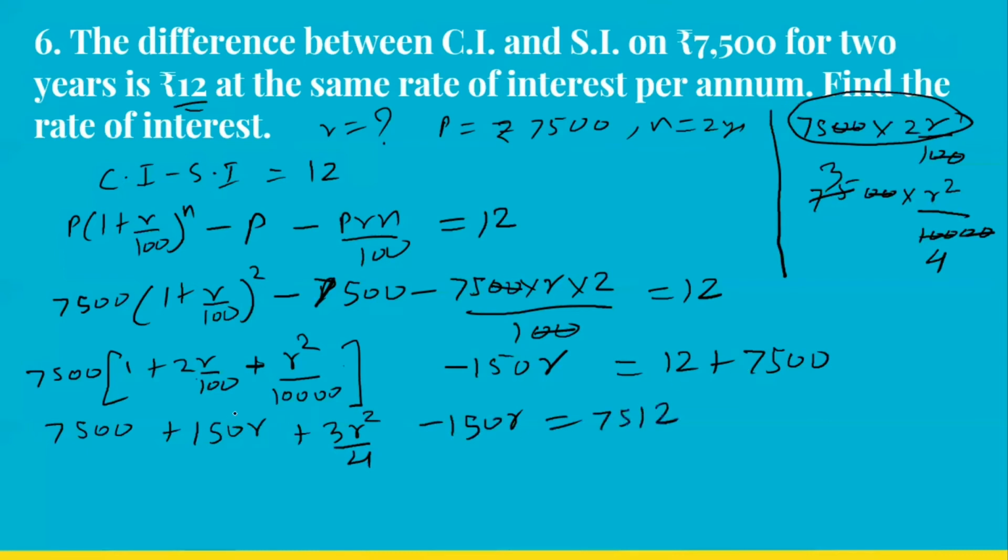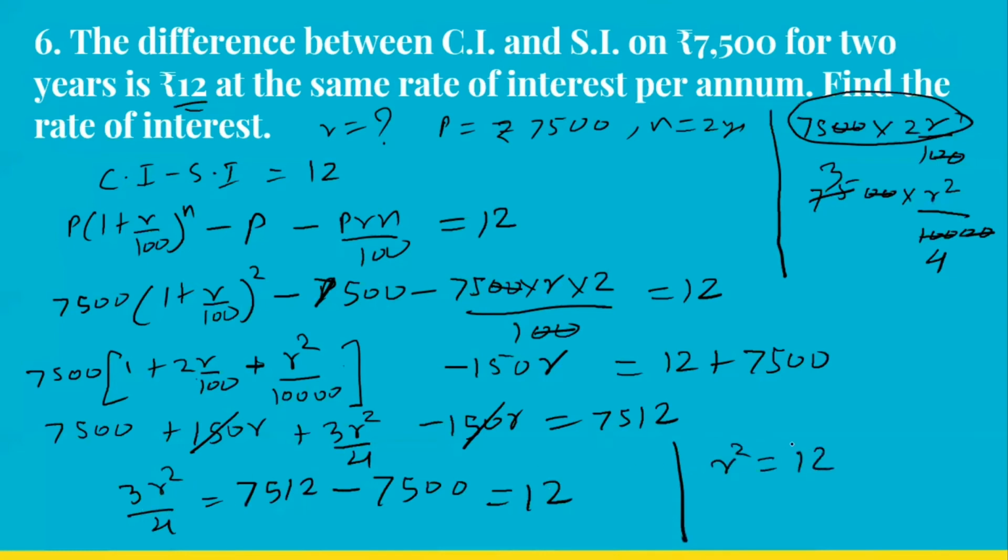Adding this 12, I get 7,512. Now plus 150R minus 150R got cancelled. So let us have now 3R²/4 = 7,512 - 7,500, which, when I subtract, gives 12. Let us simplify this further. Keep this R² over here. This is 12, and 3/4 becomes 4/3 when it comes over here.